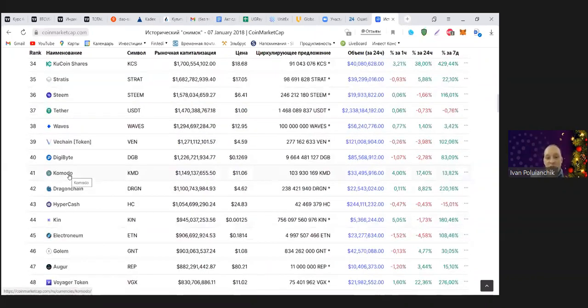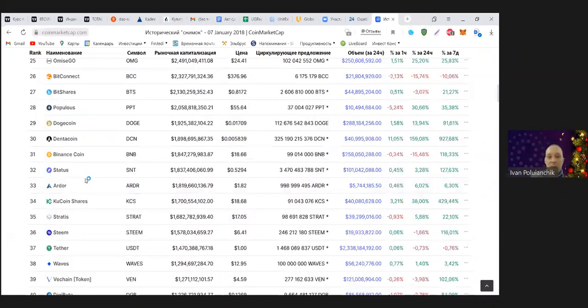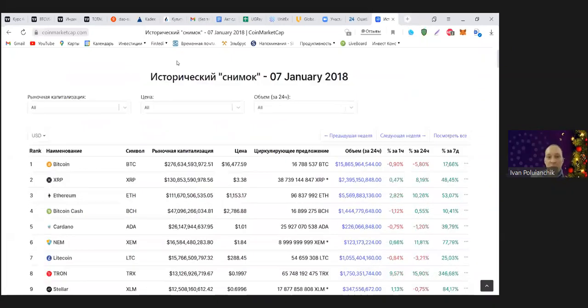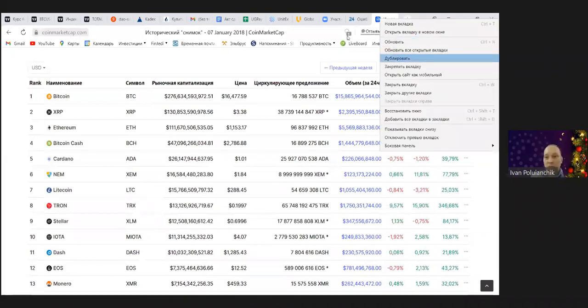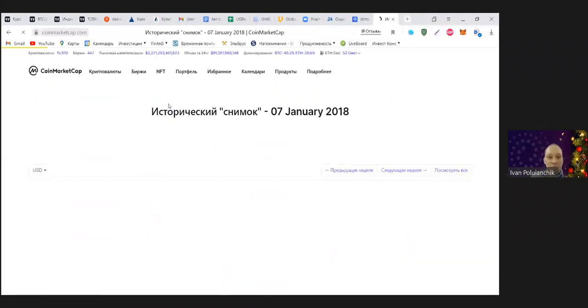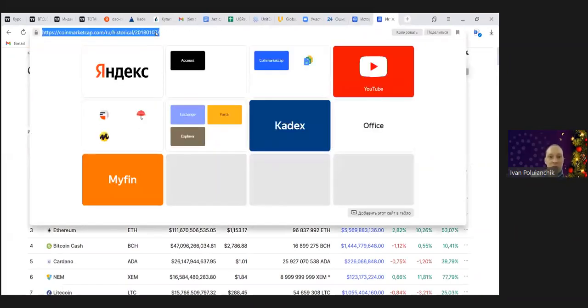Waves, Komodo, here it is. Lots of blockchains and coins that back then were popular, and some of them still exist. But if we compare this list with what's going on right now, let me take the same snapshot, but for a different date.